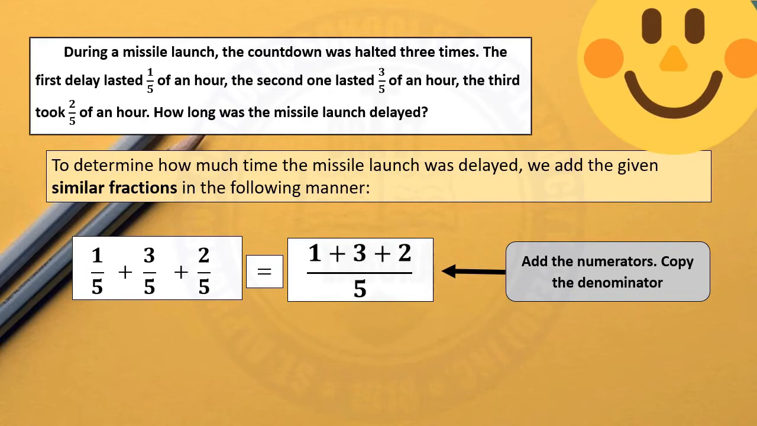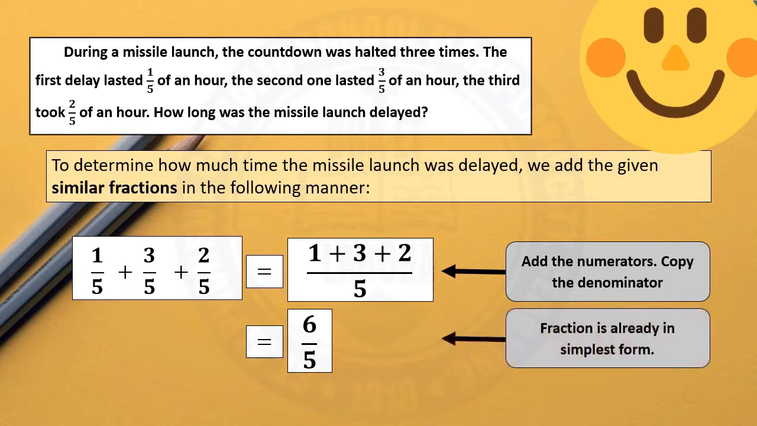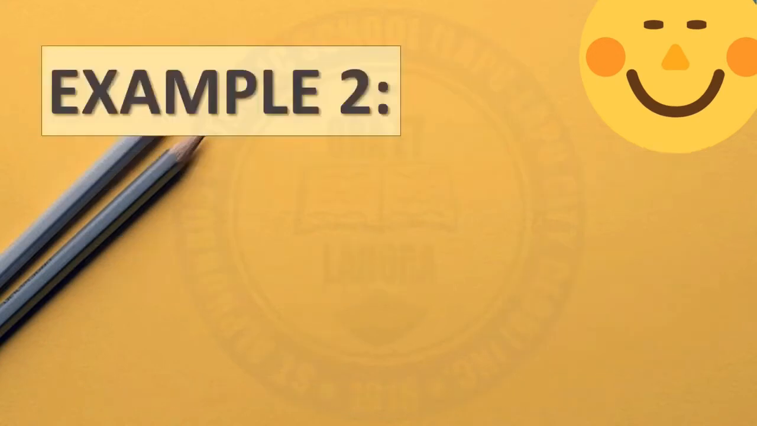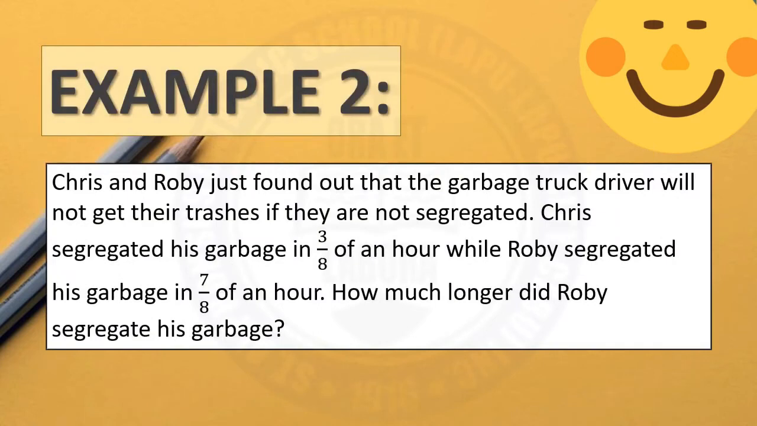Next, let's simplify. 1 plus 3 plus 2 is equal to 6 over the denominator 5. Since 6 over 5 is already in simplest form, this is already our final answer. Hence, the missile launch was delayed for 6/5 hours. Let's have example number 2.